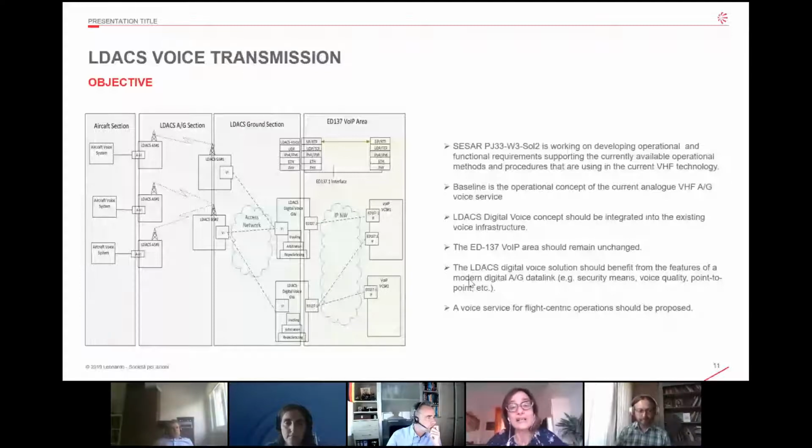So the LDACS digital voice concept should be integrated in the existing voice infrastructure, nothing new, and the ED-137 standard should remain unchanged. The LDACS digital voice solution should benefit from the features of a modern digital air-ground data link, like secure means, voice quality, and the possibility to have point-to-point communication, but it will be integrated in the existing system. And a voice service for flight-centric operation should also be proposed.